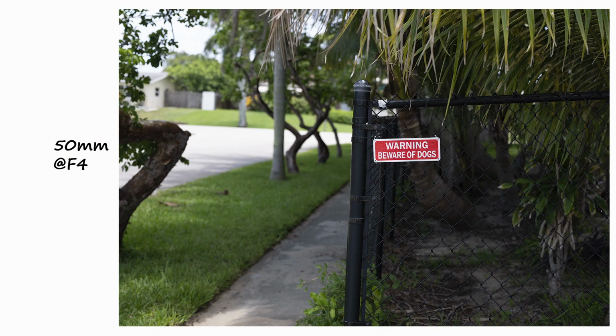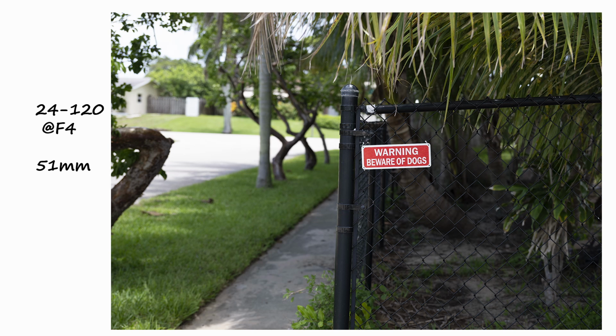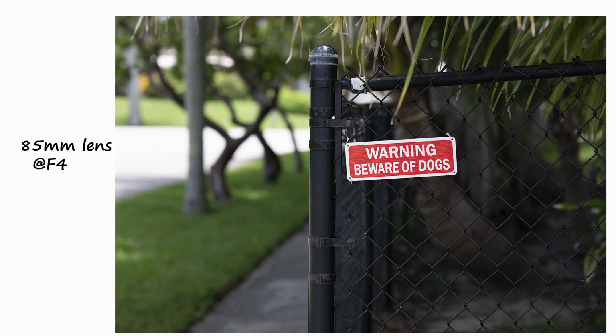Here's the Nikon 50 millimeter at f4 with a little bit of daylight. Now take a look at the 24 to 120 at approximately 50 millimeter at f4 in the daylight. Again, I think you'll see that the 24 to 120 is a brighter lens in the center, and it's even a little bit more pronounced once you get outside with some daylight.